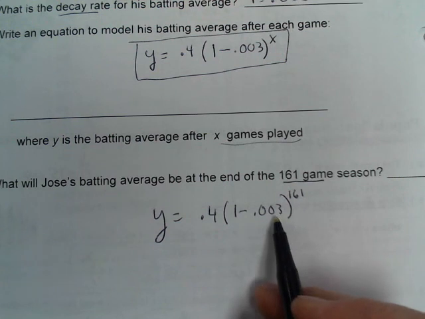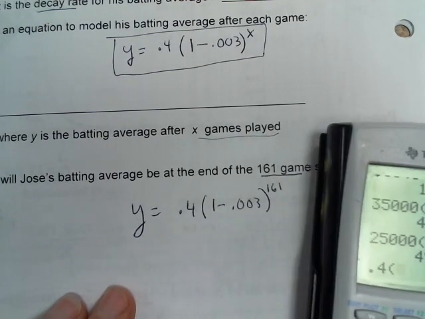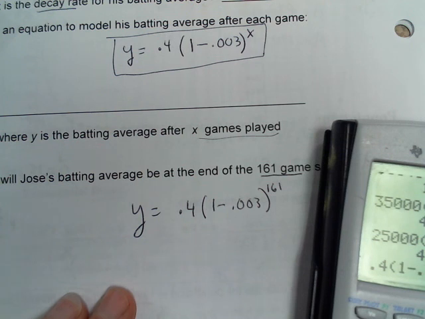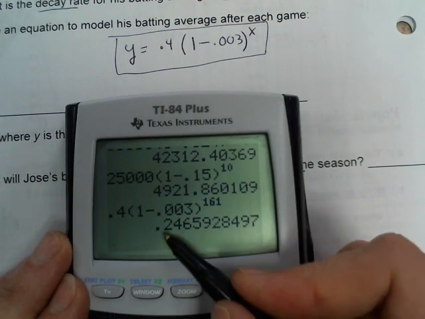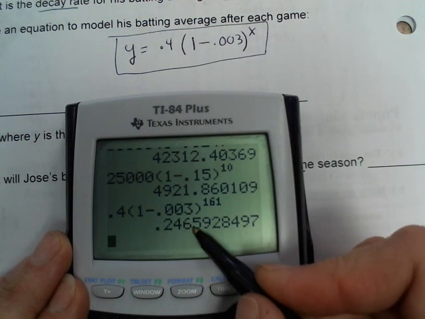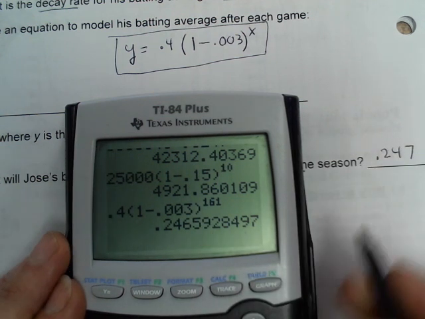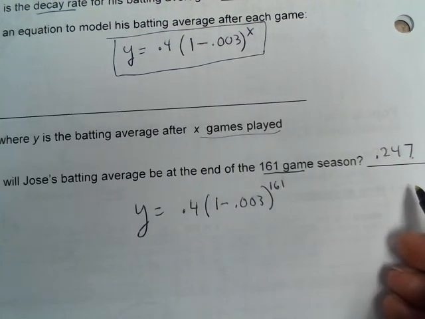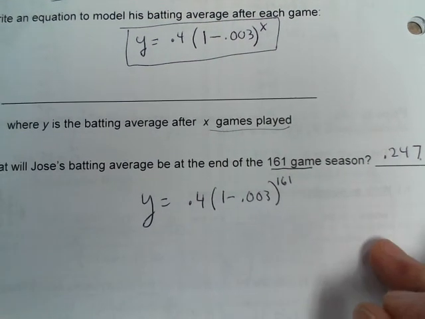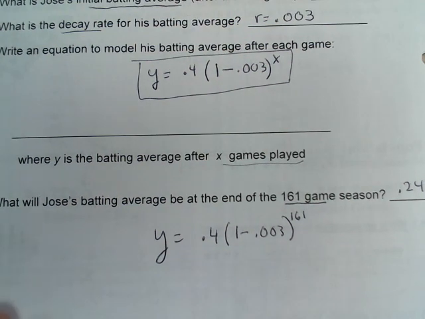So there's the formula for his batting average. Let's put that in. 0.4 times 1 minus 0.003 raised up to the 161st. That's after the last game of the season. Poor Jose, he ends the season with a 0.2465, which is 0.247 batting average. Usually batting averages are 3 decimal places. So that's it, and tomorrow we'll have some practice problems to do for exponential growth and decay.